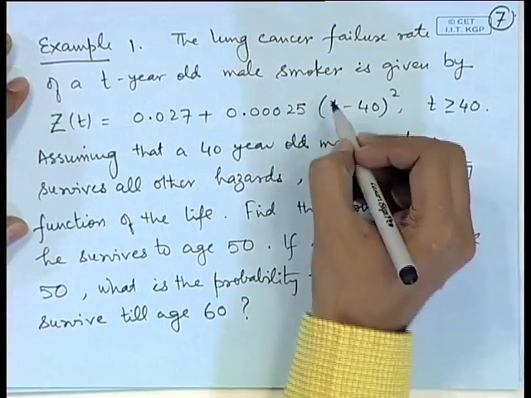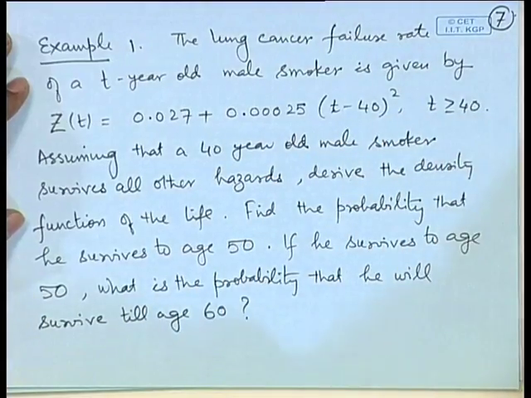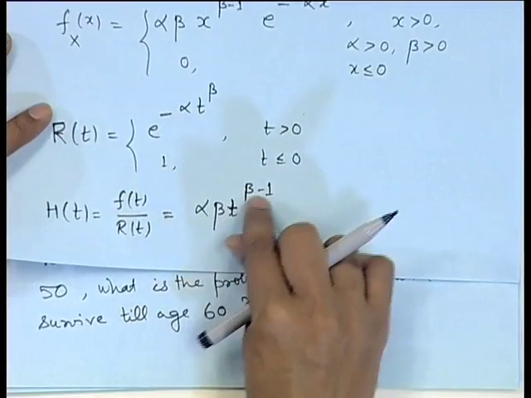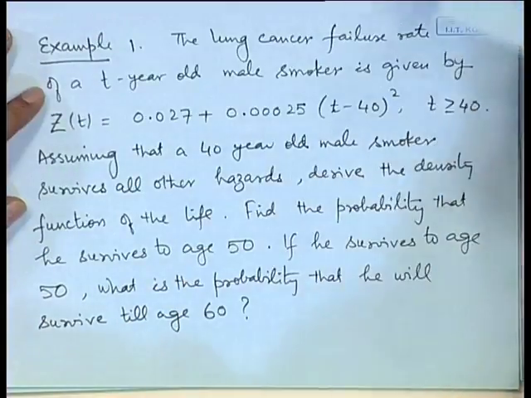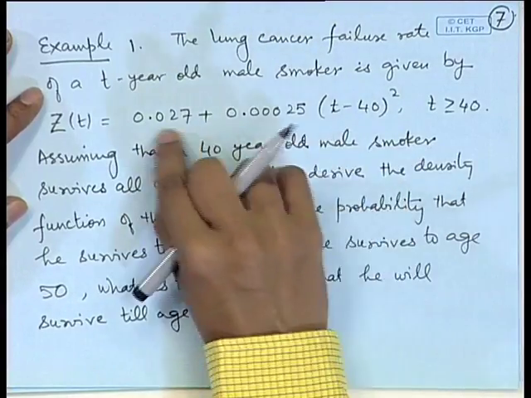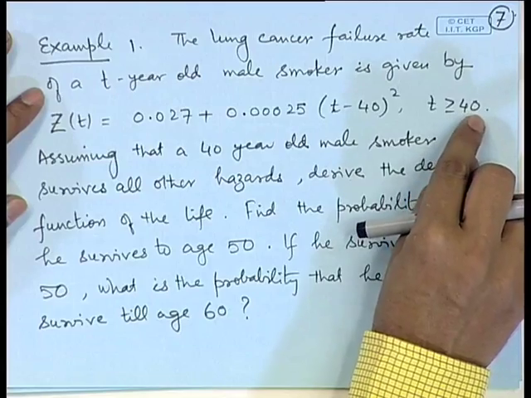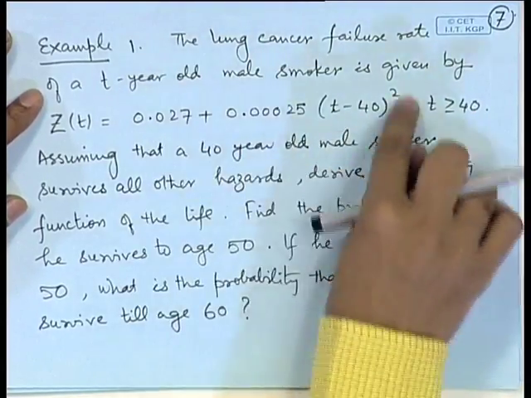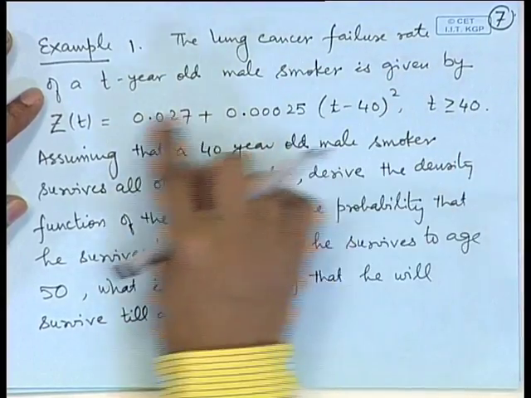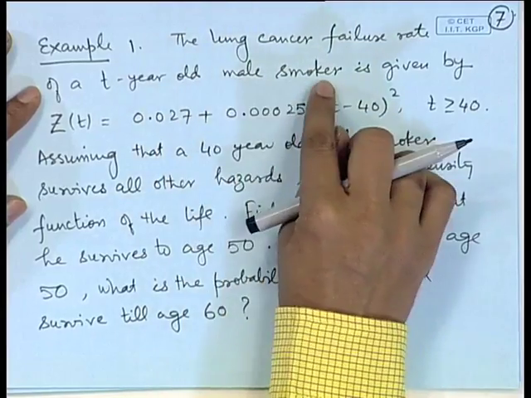So, this is a shifted Weibull distribution kind of thing, because in the Weibull distribution we have seen the hazard rate function is given by alpha beta t to the power beta minus 1. That means, starting from time 0. Now, if you compare it with this, here it is shifted. So, t minus 40. We are assuming that the person is already 40 years old. After that, the hazard rate function is given by this.